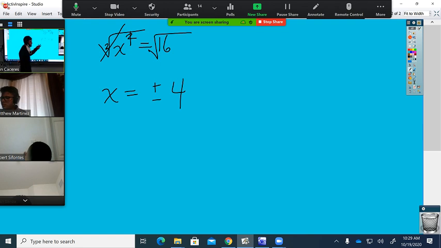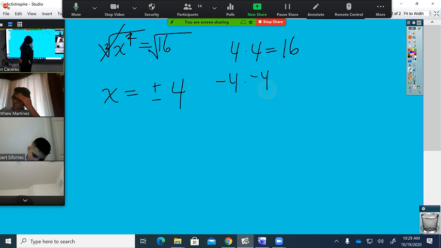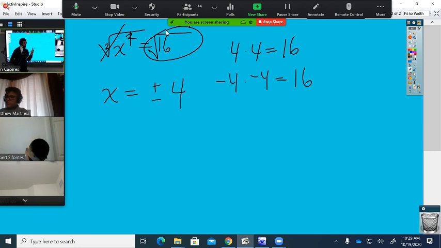Now why are there 2 answers? Because positive 4 times positive 4 is positive 16, but negative 4 times negative 4 is also positive 16. So that shows you whenever there's a square root, there are 2 possible answers, the positive and the negative version.